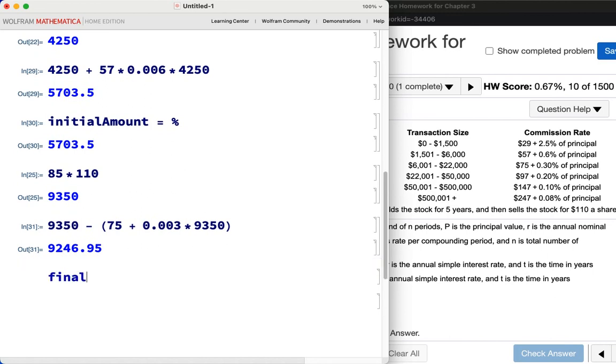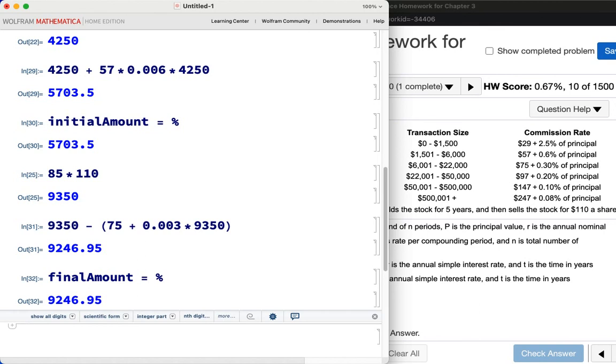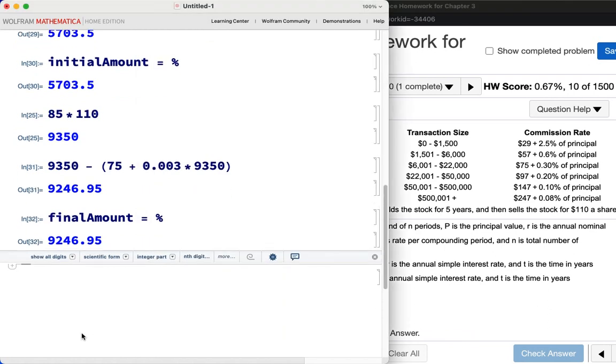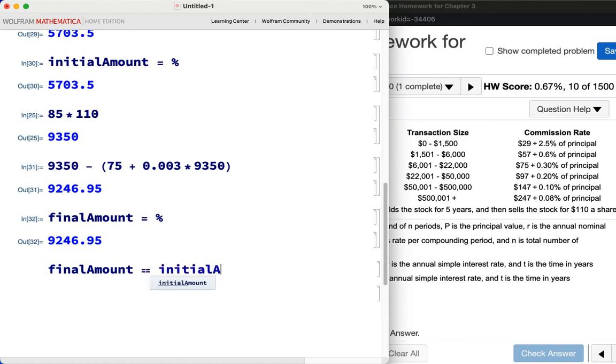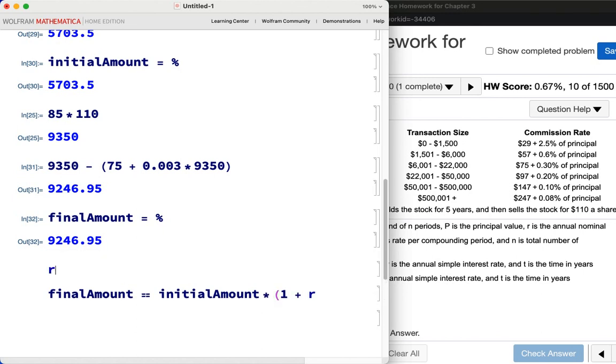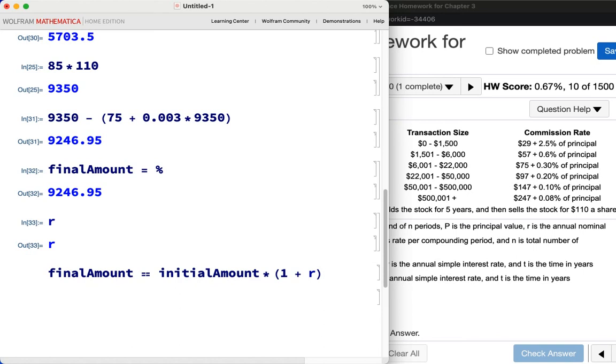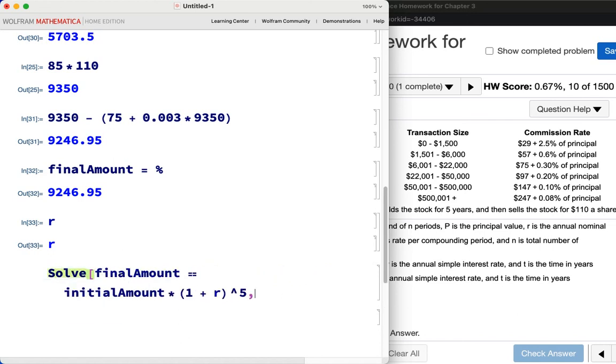Okay, and so the final amount is going to be that. So then I'm going to use my formula. Final amount is equal to initial amount times 1 plus r. You know what? I did use r previously in a problem. Oh, there we go. It's fine. It's a symbol. 1 plus r to the power of 5. And let's see, solve. What is r? Now remember, this is a double equal sign.